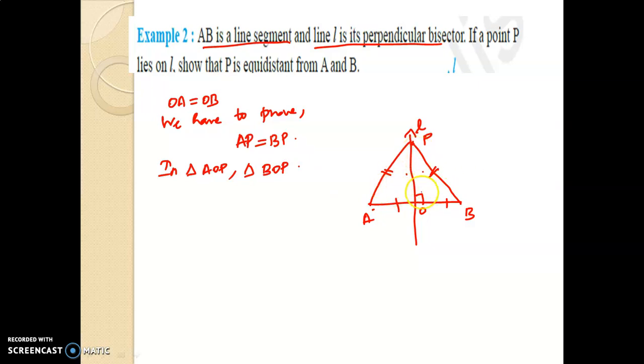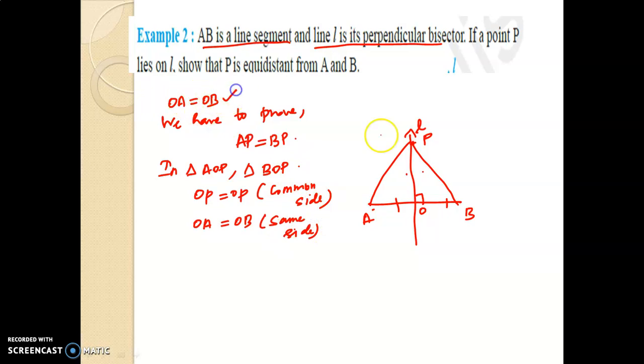From the two triangles, we are going to prove that side AP equals side BP here. So from these two triangles, can we write OP equal to OP as a common side? So OP is a common side here. And similarly, OA and OB are the same, OA equal to OB. That is equal length, same side, because it is already given here. The line bisects AB into two equal sides, that is OA equal to OB.